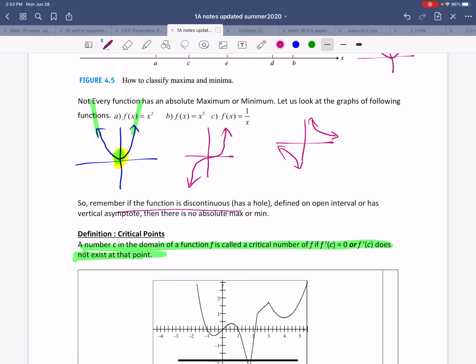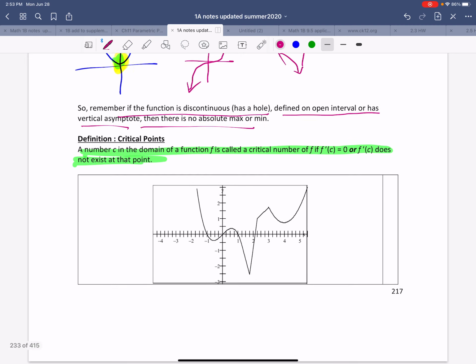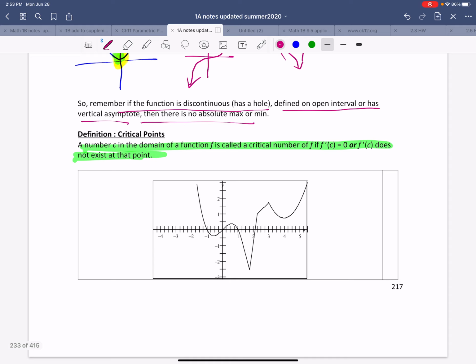Remember, if the function is not continuous, has a hole, is defined on an open interval, or has a vertical asymptote, then there may be no absolute max or min. So if we have a hole in a function or a vertical asymptote, there would be no absolute max or min for that.